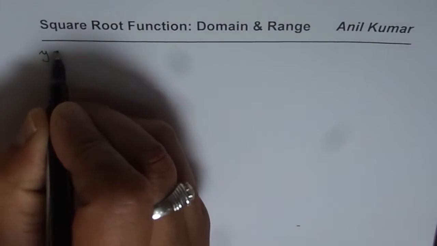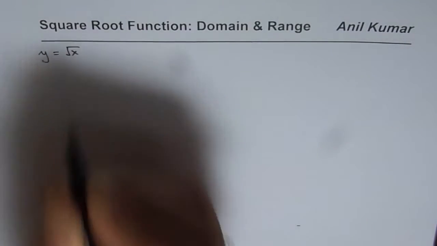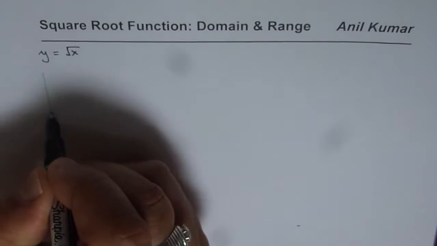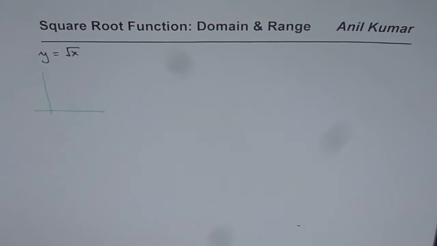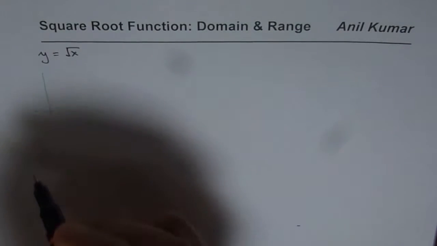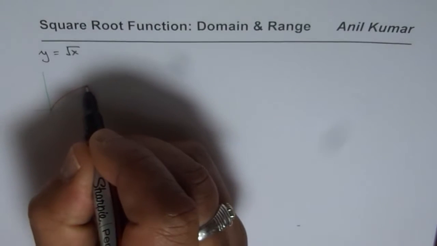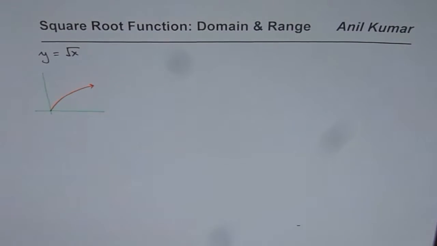I'm Anil Kumar, sharing with you an excellent technique of writing domain and range of square root function directly from the equation. So that is going to save a lot of time for you. Basically, you know y equals square root of x is a function which could be sketched as, let me show you the sketch, and then we'll write domain and range of this function from the sketch, and thereafter we'll actually use transformations of the equations to write down domain and range.